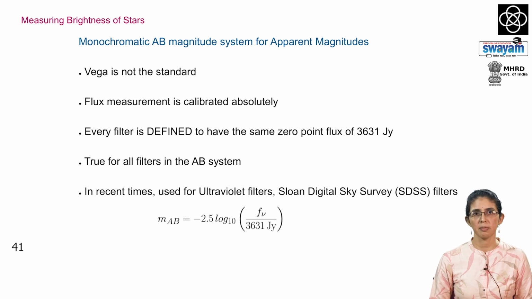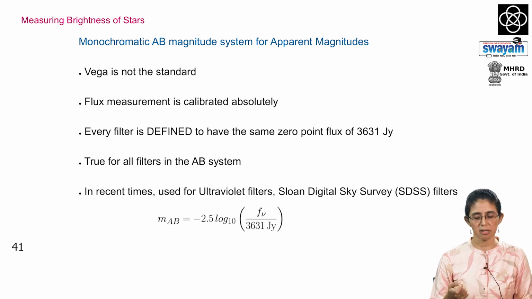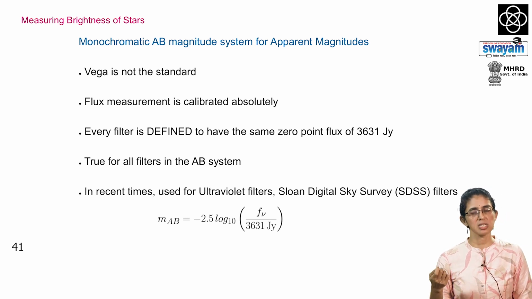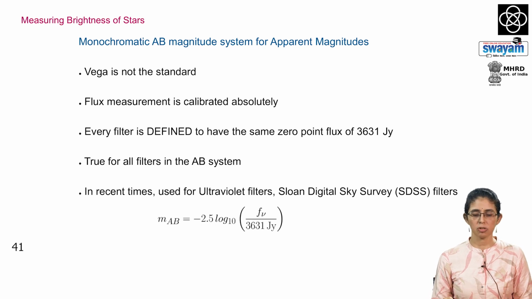Therefore, the flux measurement is calibrated absolutely, and it is given by m_AB = minus 2.5 log 10 of f_nu divided by 3631 Jansky. Whatever be the frequency over which the flux density is being measured, the AB magnitude is calculated using this. This allows us to get rid of using a star like Vega across filters where it may not be radiating very efficiently. And very often these kinds of AB magnitude systems are used in ultraviolet.